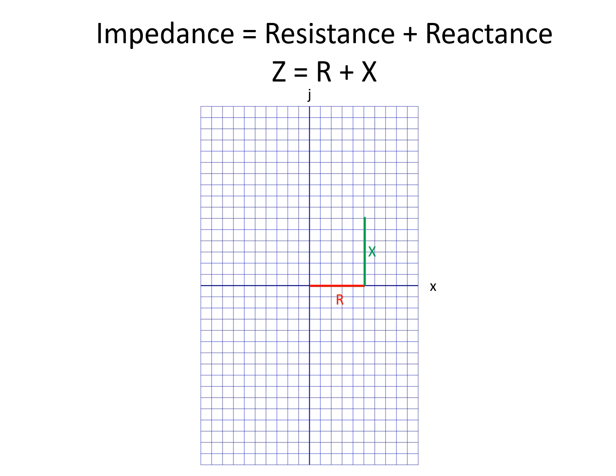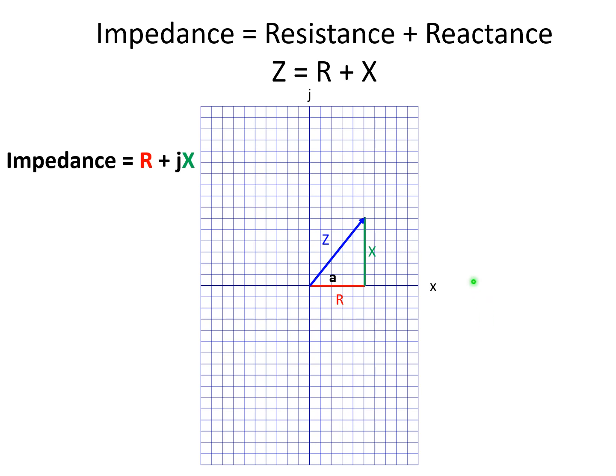So the impedance is this line, Z, which is the hypotenuse of this triangle. And this is the inductive reactance, and this is the resistance. So we're graphically showing the impedance on this rectangular coordinate system.